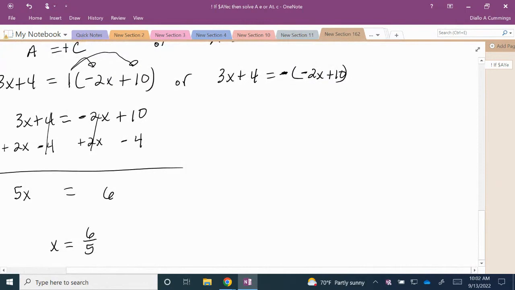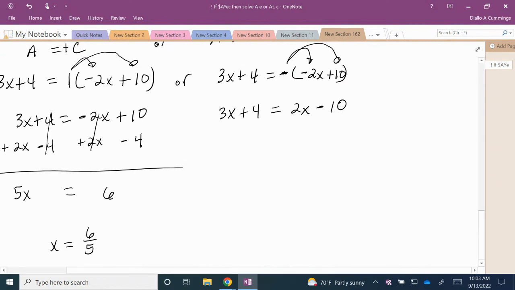And now in order to solve the other equation, we have 3x plus 4 is equal to, and here again, I want to remove the parentheses, so I'm going to distribute. So remember our rules of sign. A negative times a negative is a positive, so that's a positive 2x. A negative times a positive is a negative, so that's minus 10. All right, so now we're going to do the same thing. We're going to solve it for x.